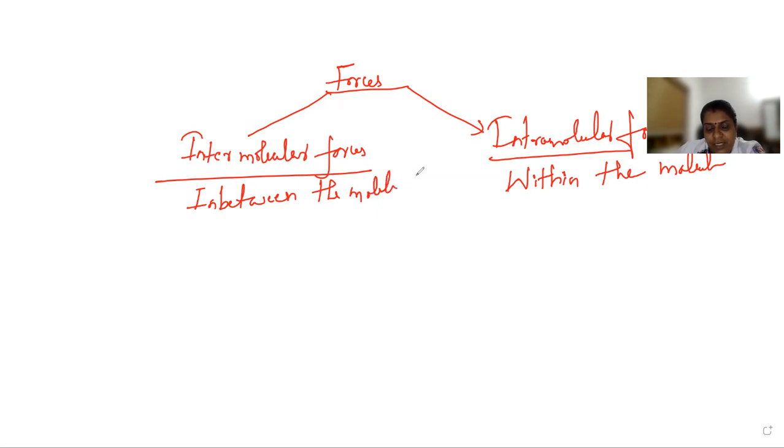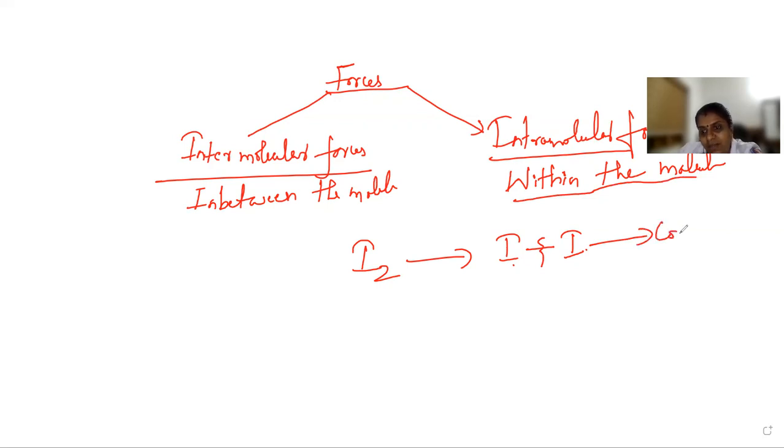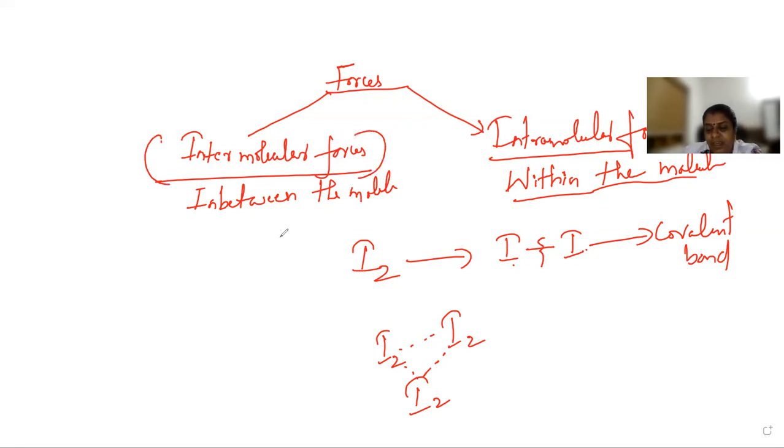For example, if you take iodine, we can write it as I2. If you are taking this molecule, there are two types of force. The force existing within the molecule is the covalent bond. And the force between the molecules, if you take molecules of iodine, in between these molecules there are forces existing, and that is called an intermolecular force. So this is the difference between intermolecular force and intramolecular force.